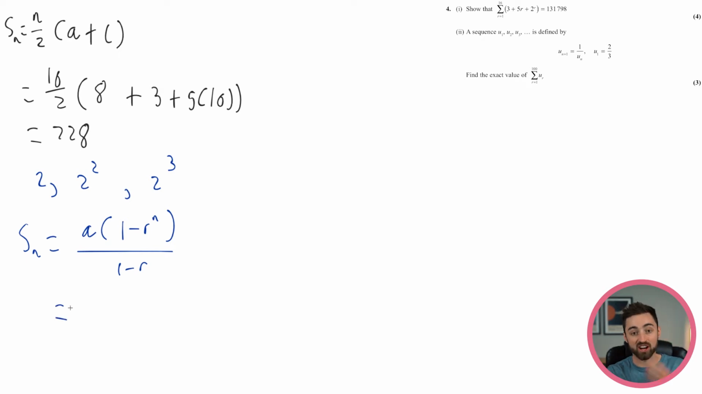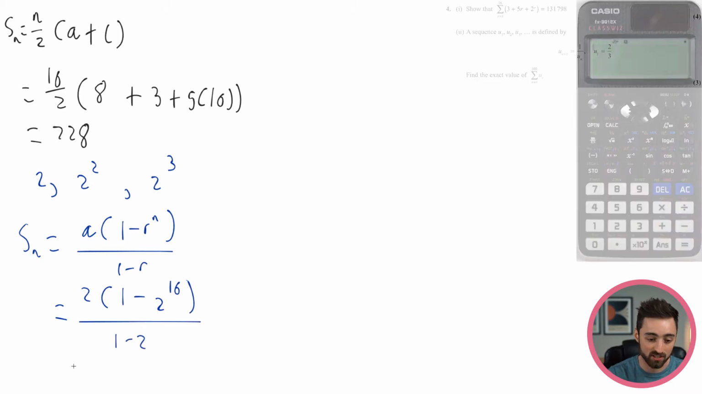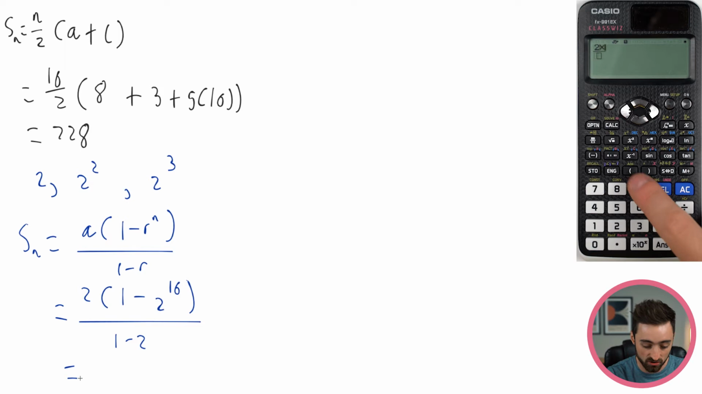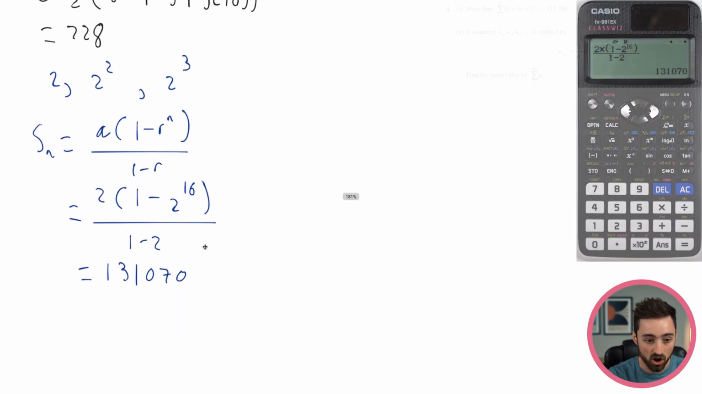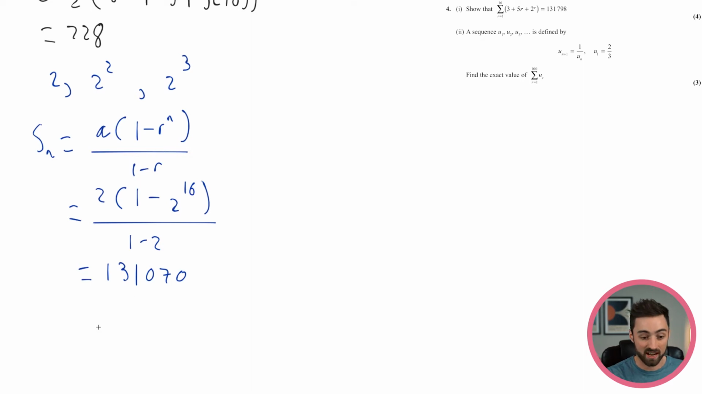So a, the first term, 2 to the 1, is going to be 2. The common ratio r is also going to be 2 because I'm timesing by 2 each time, so 1 minus 2 to the power of 16, which is n, over 1 minus 2. Straight to the calculator again, so I'm going to get 2 times 1 minus 2 to the power of 16, all over 1 minus 2, and that's going to get me something rather large, 131070. So now, hopefully, I'm going to add these two together and it's all going to work out. So therefore, my total sum is going to equal 728 plus 131070.